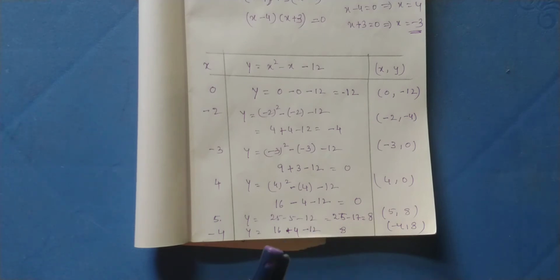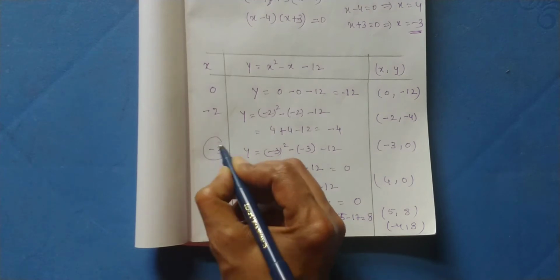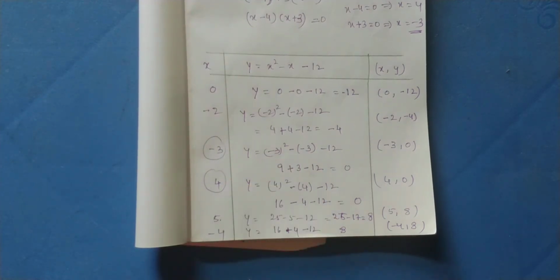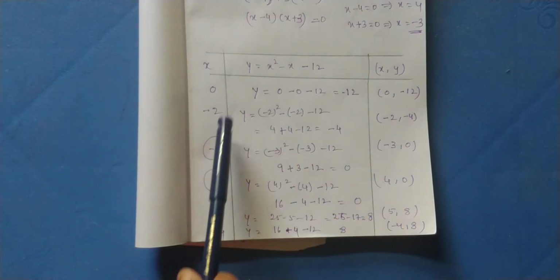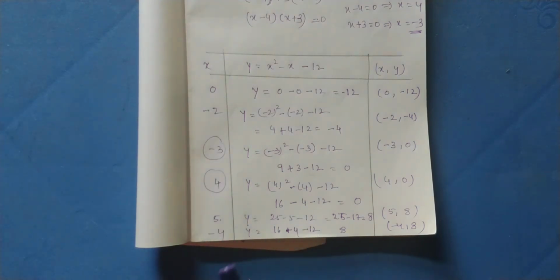So how are we taking the points? 2 are the real zeros, and for the rest, one value should be taken between these 2 values, and the next 2 values above the zeros. If you take them, you'll get a perfect graph. We'll see the graph also.